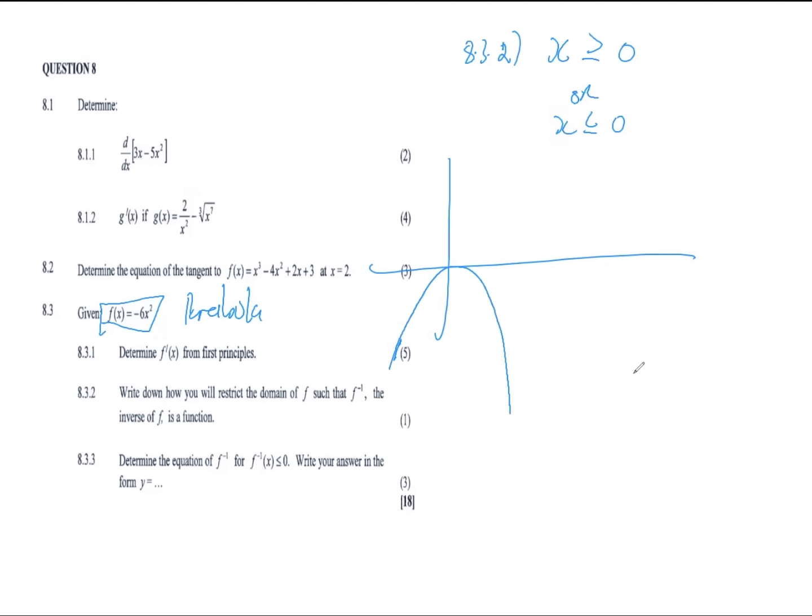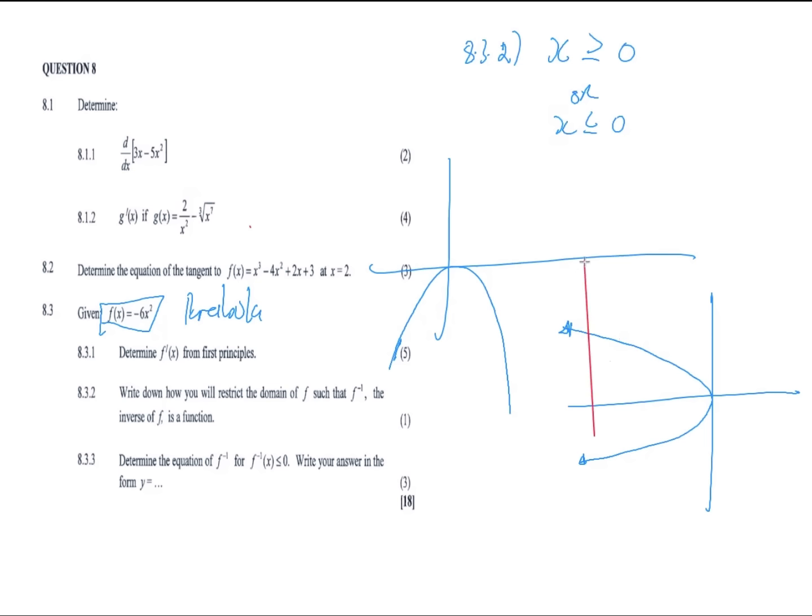Something that would be like this. Now, as an inverse, it can either be like that, right? It will be like that, whereby now you have to understand that you can either restrict this part so that it becomes a function. Remember, it's not a function when it's like this because it doesn't pass the vertical line test.